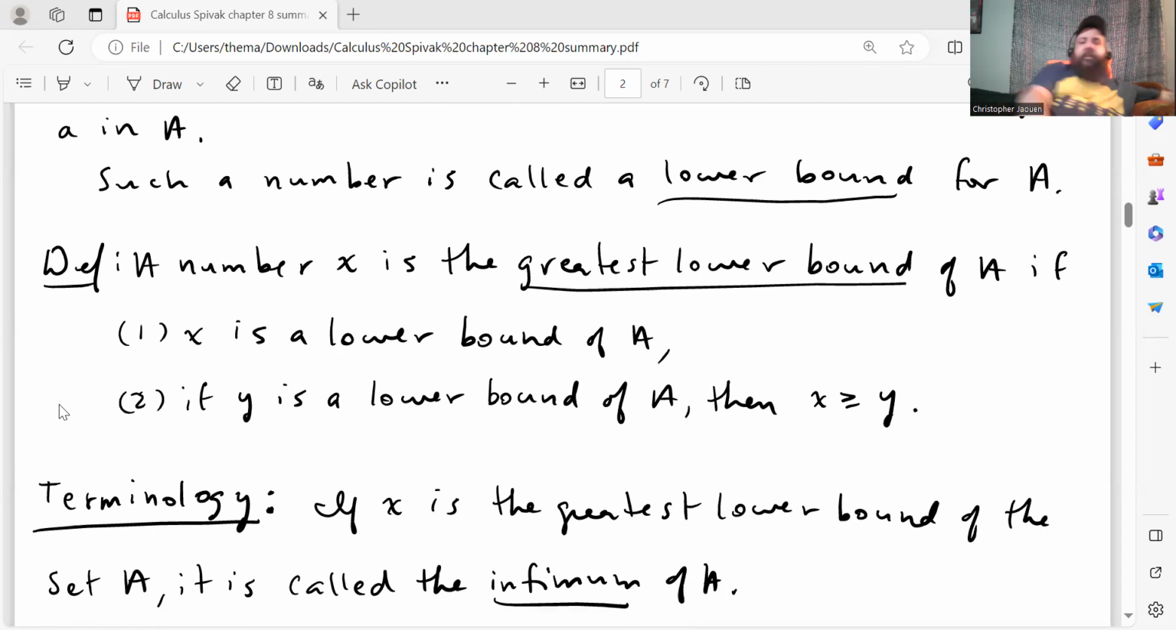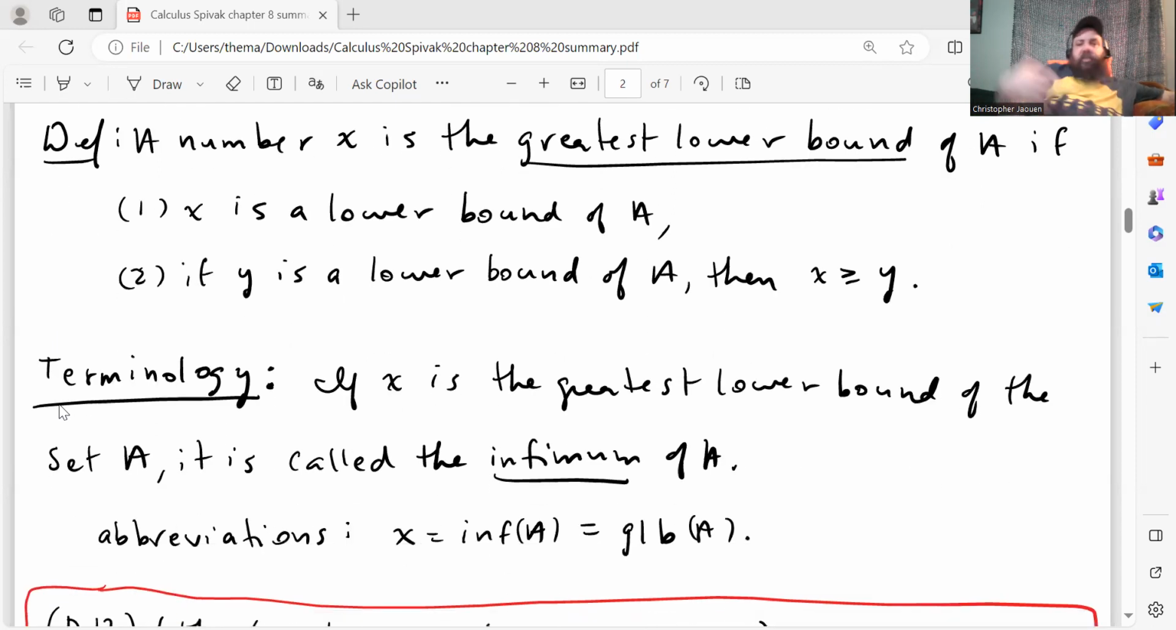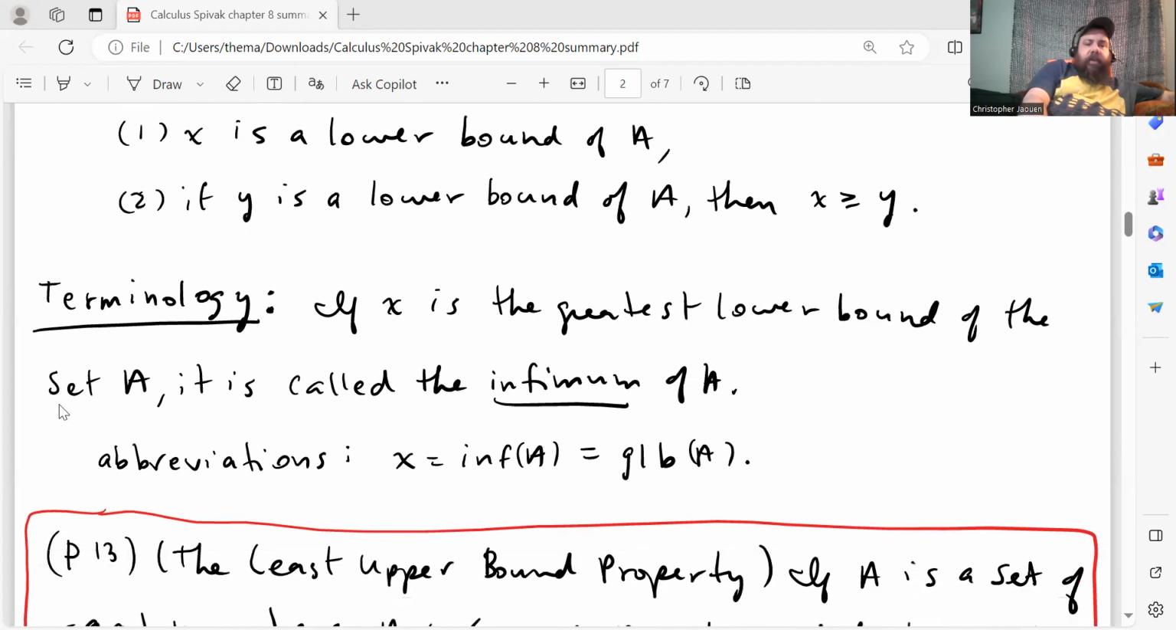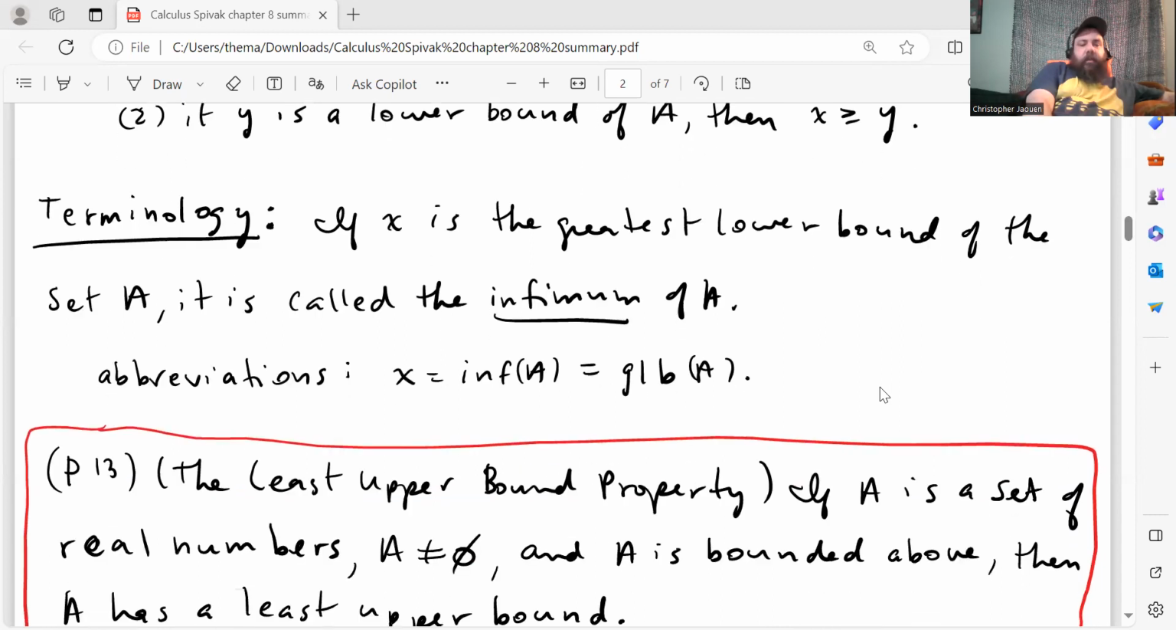There's only one greatest lower bound, for a similar reason as for the least upper bound. Okay, some terminology. If x is the greatest lower bound of a set A, we call it the infimum of A. And here are some abbreviations for that. If x is the infimum of the set A, sometimes they'll write inf A, that stands for infimum A, or GLB A for greatest lower bound of A.